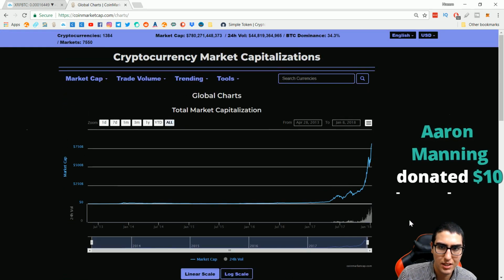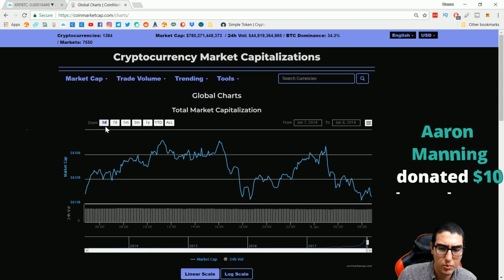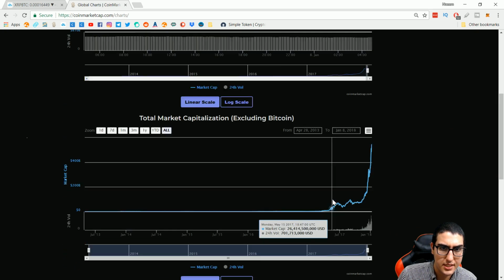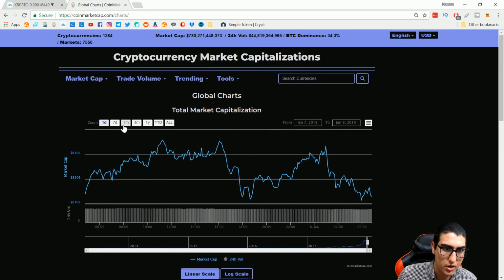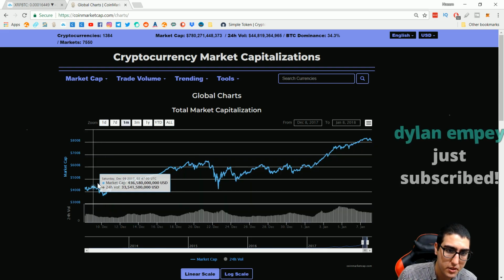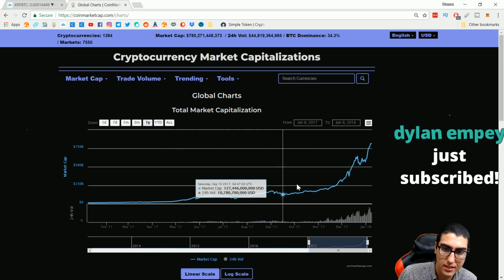Because look, when you look at the market cap, you look at one day, you can see it's just extremely volatile, just like the market. You look at the 1 month, there's a small uptrend. 3 month, 1 year, you can see that huge uptrend.